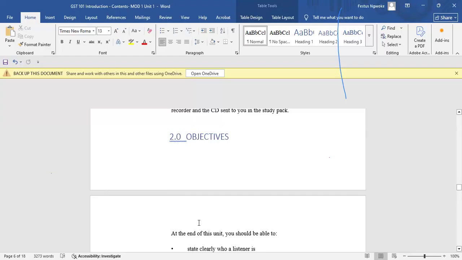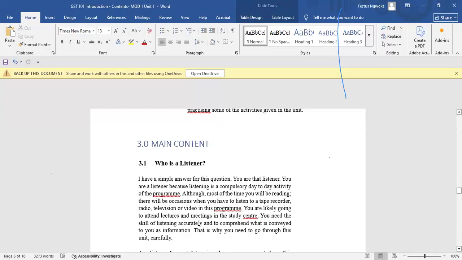So it is very important and it is a compulsory thing in our day-to-day activity. Just like I told you, you can't do without it. Even unconsciously, people are supposed to listen. But when we listen unconsciously, ordinarily that one is hearing and not listening. So we have seen who a listener is.